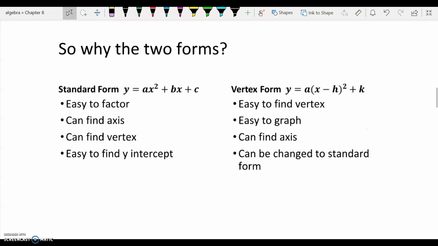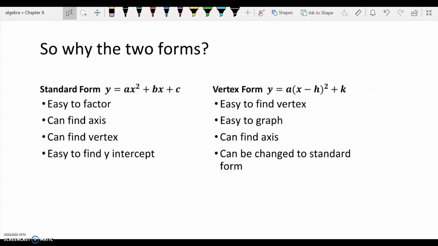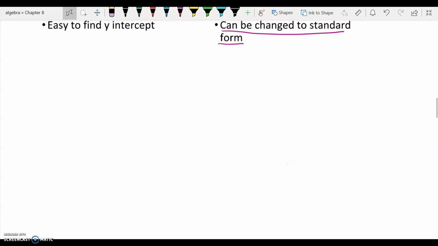So why two forms? Well, here's why. Standard form, the pros to it: it's very easy to factor, you can find the axis of symmetry pretty easily, you can find the vertex, and it's very easy to find the y-intercept. Vertex form, it's very easy to find the vertex, it's easy to graph, you can find the axis, and it can be changed to standard form. And that's what we're going to talk about today, changing vertex form to standard form.